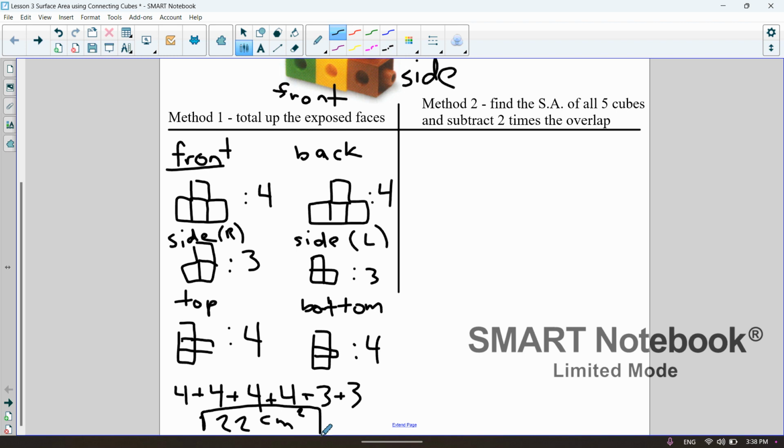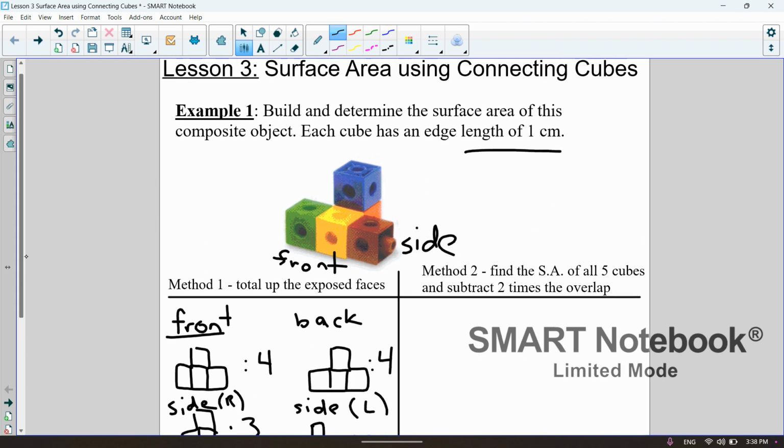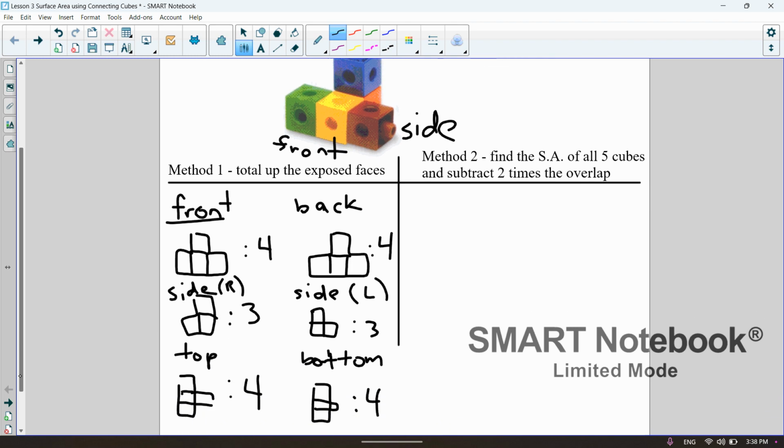So that's one method. The second method is to find the surface area of all 5 cubes and subtract 2 times the overlap. I'll do my best to explain this to you. However, without the cubes in front of me, it's a little bit more challenging. If I find the area of all 5 cubes, I'm choosing the number 5 because there are 5 cubes making up my shape. Each cube has 6 faces. So each cube by itself has a surface area of 6 sides. That means 5 cubes would have 30.